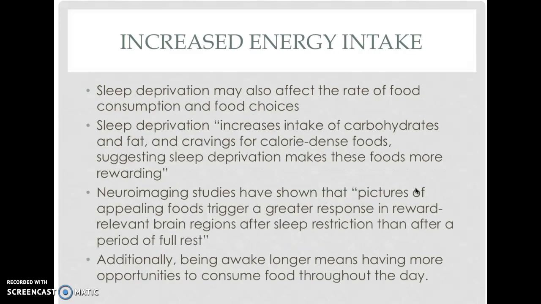Sleep deprivation may also affect the rate of food consumption and food choices. So sleep deprivation may cause an increase of carbohydrate and fat and cravings for calorie-dense foods, suggesting sleep deprivation makes these foods more rewarding. So neuroimaging studies have shown that pictures of appealing foods trigger a greater response in reward-relevant brain regions after sleep restriction than after a period of full rest. Additionally, being awake longer means having more opportunities to consume food throughout the day.